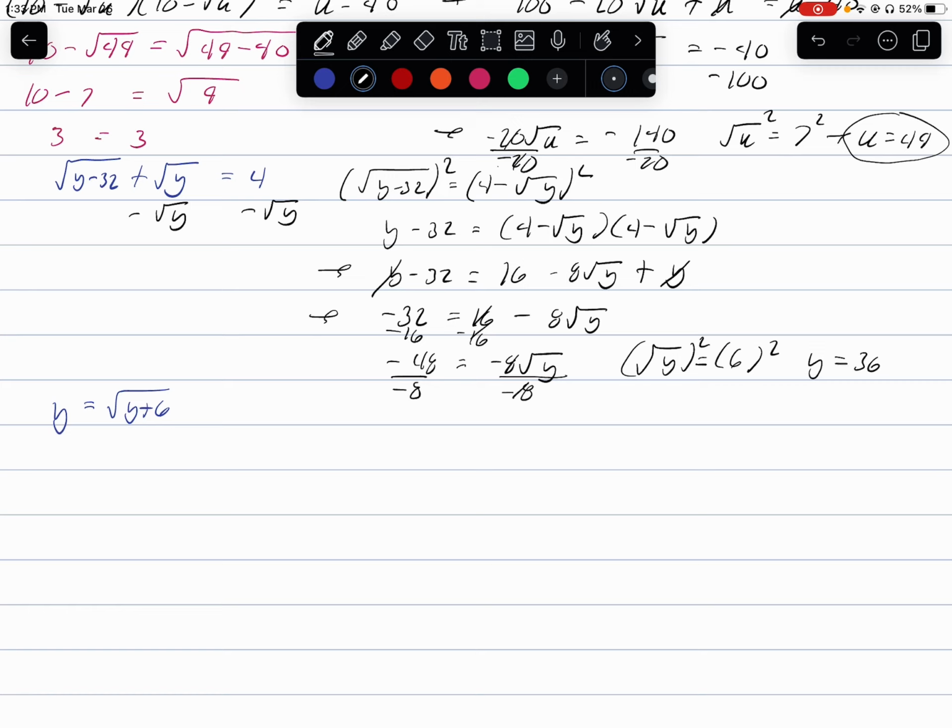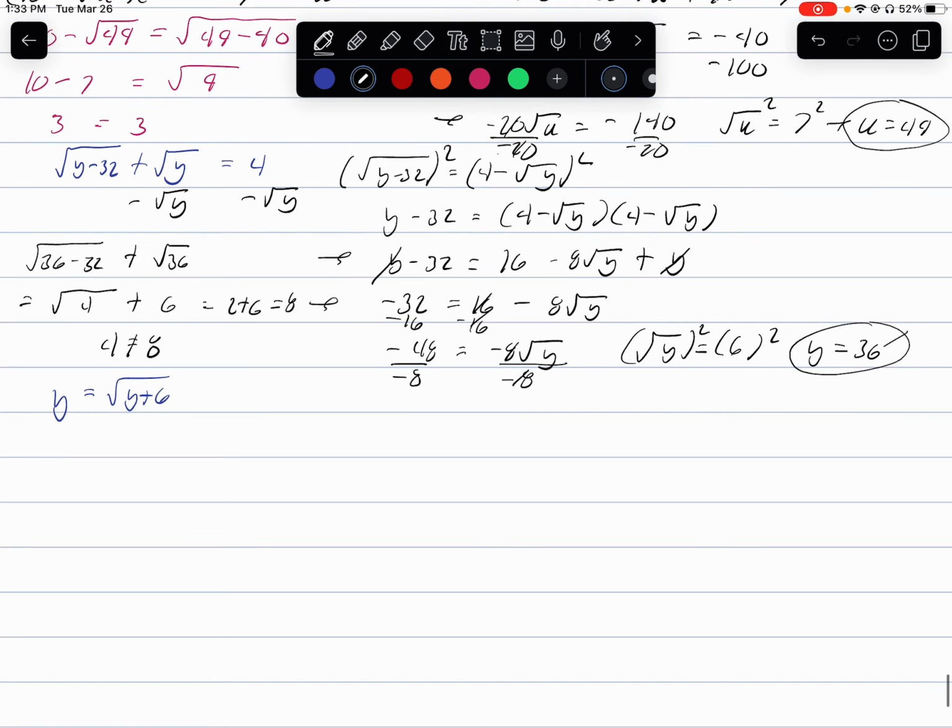So let's double check and make sure this works. So we have the square root of y minus 32, or in this case, 36 minus 32, plus the square root of 36 is equal to the square root of 4 plus 6, which equals 2 plus 6, which is 8. Oh, interesting. Okay, so that is not true. 4 is not equal to 8, and therefore, this is not a solution.